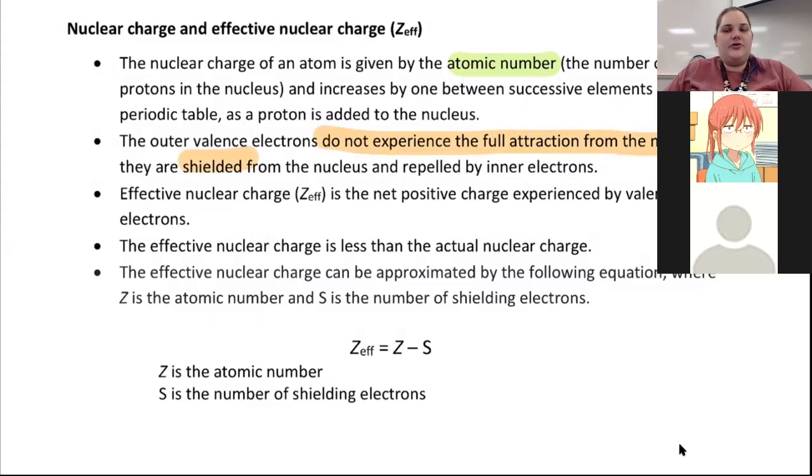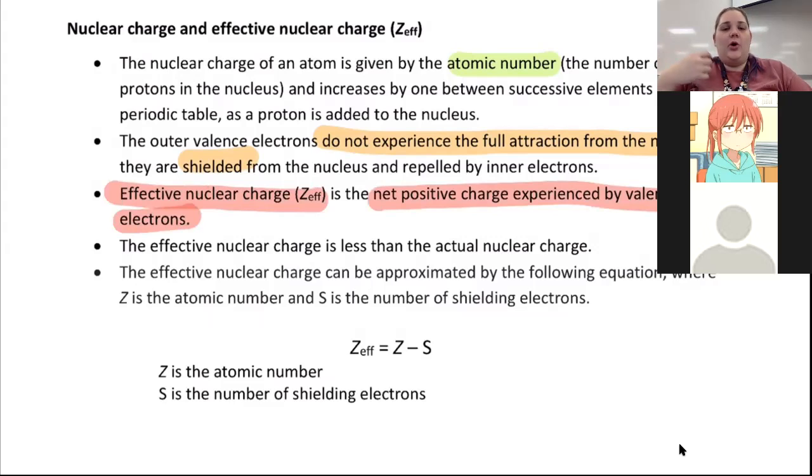And so we have this other term for what the valence electrons feel, what charge they feel. And so we call it the effective nuclear charge because it's what's actually affecting the valence electrons. Okay. And so it says here that it's the net positive charge experienced by the valence electrons. And whenever you see here a net of something, that means basically you're going to subtract.